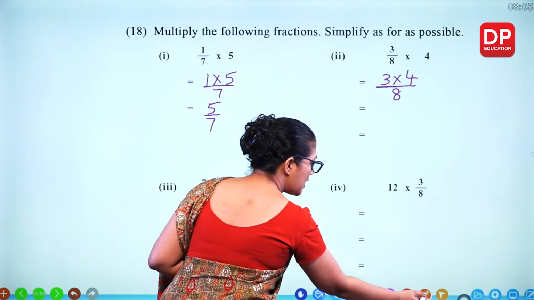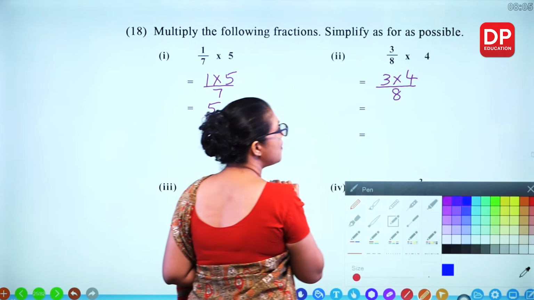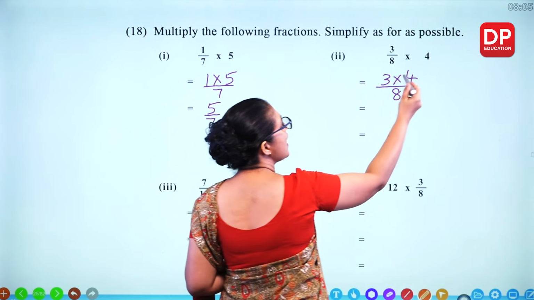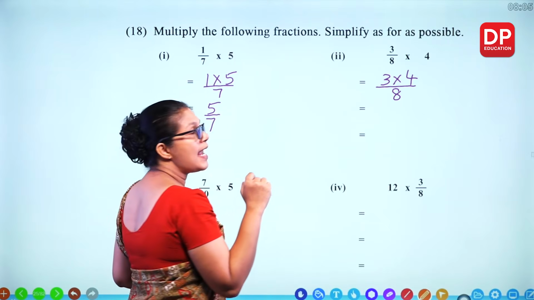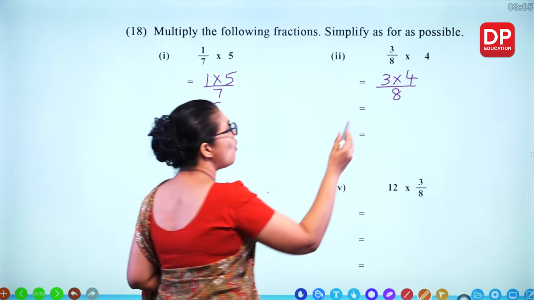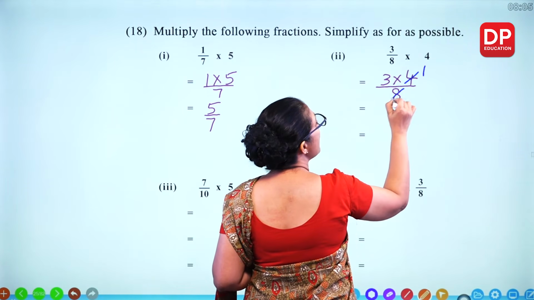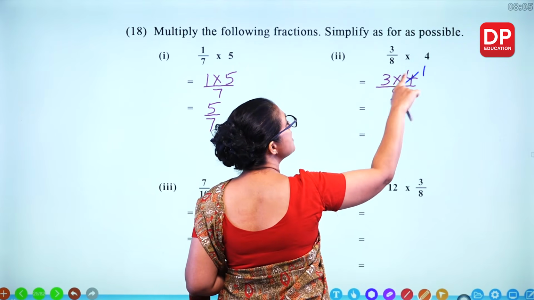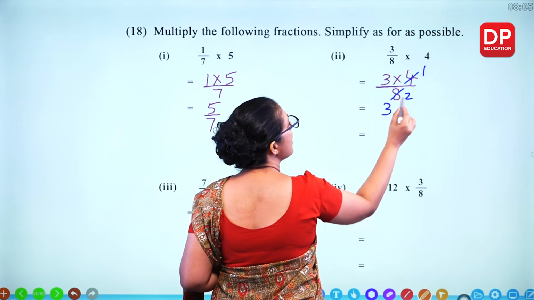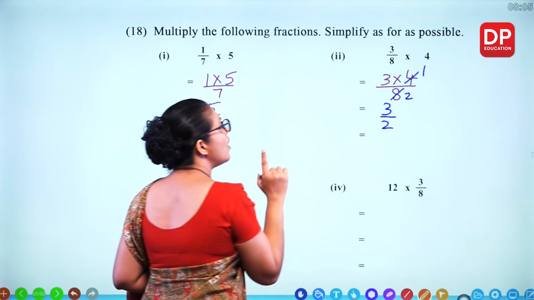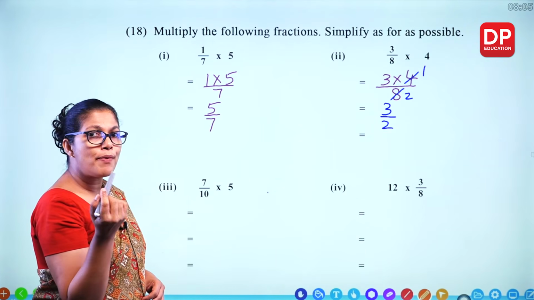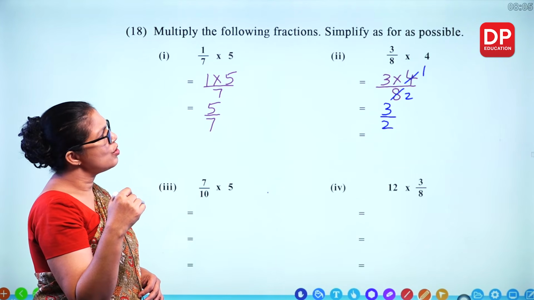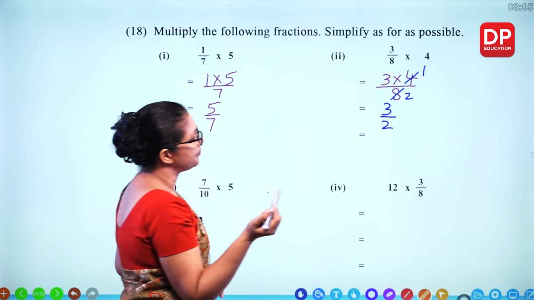This one, 3 times 4 over 8. Now can you see this one you can simplify further. We can see 4 and 8. Divide by 4: 1 and here 2. Now we are multiplying the numerator, 3 times 1, 3. And here 2. And 3 over 2 is an improper fraction. You can convert to a mixed number.